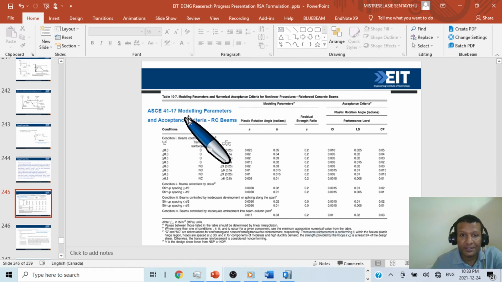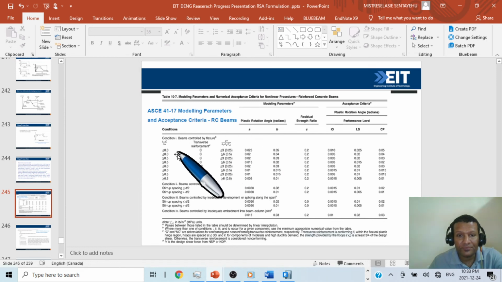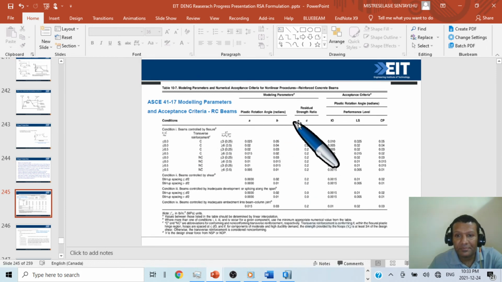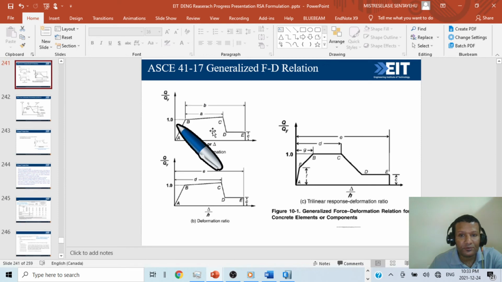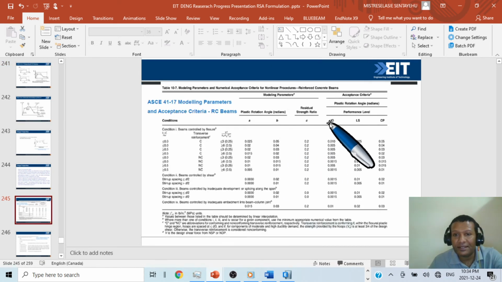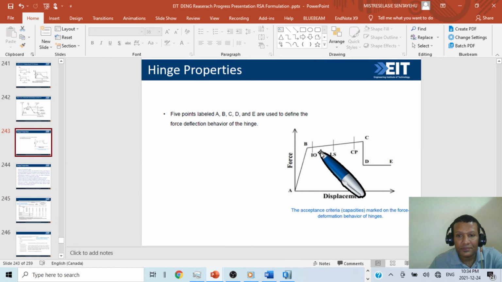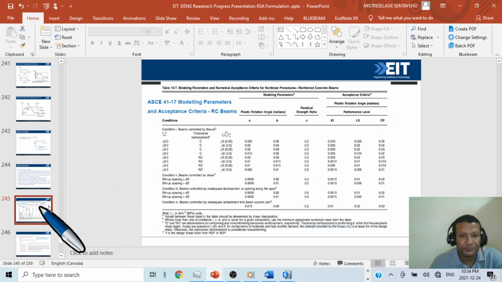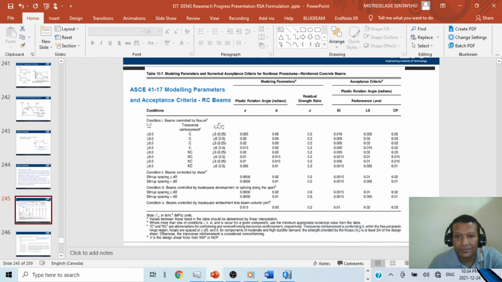So in ASCE 41-17, the modeling parameters and acceptance criteria for RC beams, this is A, B, C. This one, as we have, this is A, B, C, this one A, B, C. If you get A, B, C, then you can construct. So this is A, B, C, and IO, LS, CP level. IO, LS, CP level is given, and this is a procedure. You have to see, for example, let me make it.